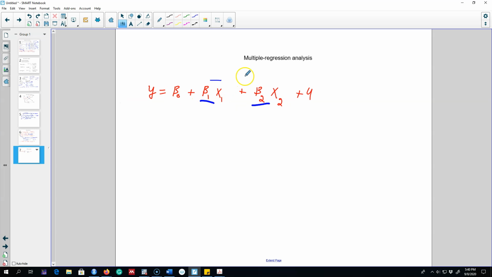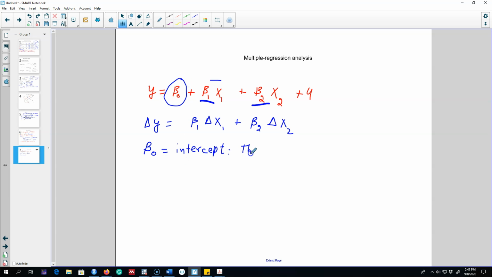We want to know what is the impact of x1 on y. We may also be interested in knowing what is the impact of x2 on y. Beta 1 will show the impact of x1 on y, and similarly beta 2 will show the impact of x2 on y. The question that we want to answer is how y changes when, say, x1 changes or x2 changes. So as usual, beta 0 will represent the intercept. That is the value of y when x1 and x2 are equal to 0.